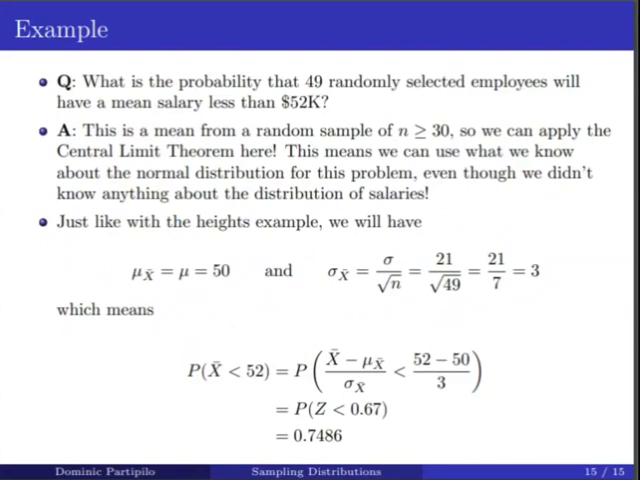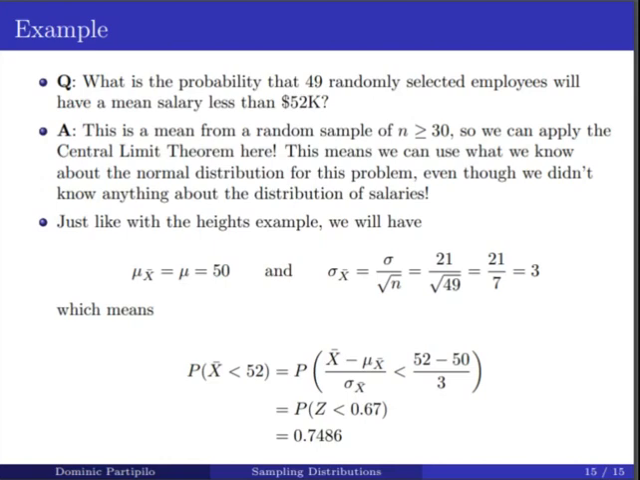So now what if we asked about the probability that 49 randomly selected employees will have a mean salary less than $52,000? So now we're dealing with a mean from a random sample of size 49, which is greater than or equal to 30. So now we can apply the central limit theorem here and declare that the distribution of X bar is going to be approximately normal. So that means we're allowed to carry out our normal calculations using the normal distribution.